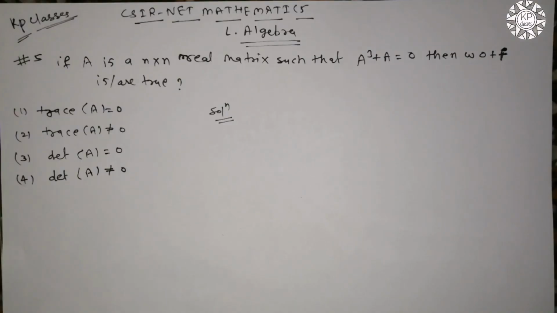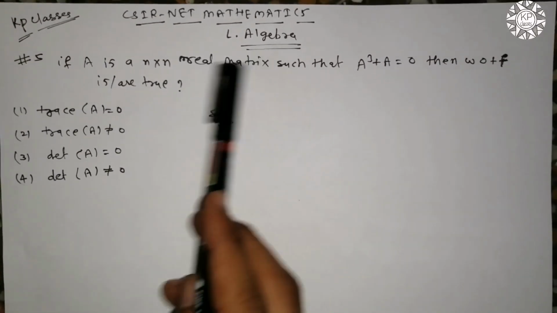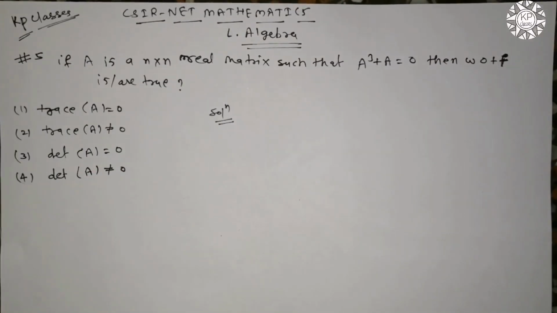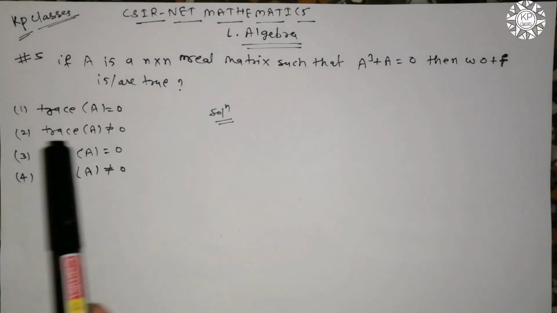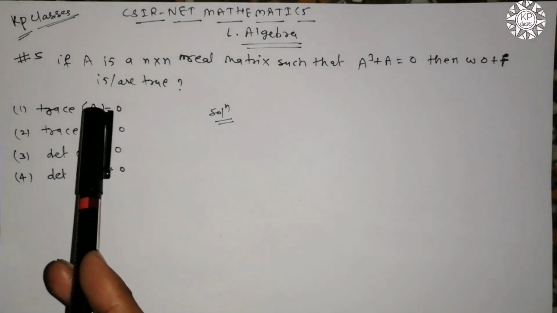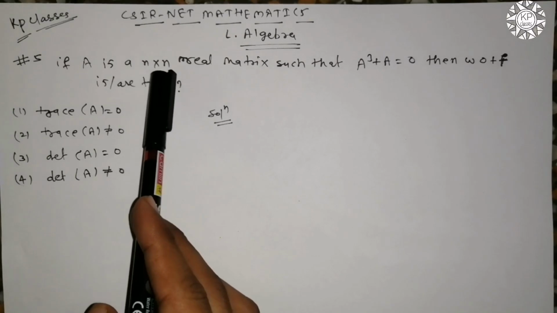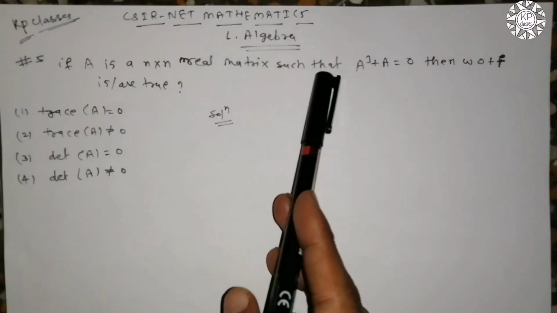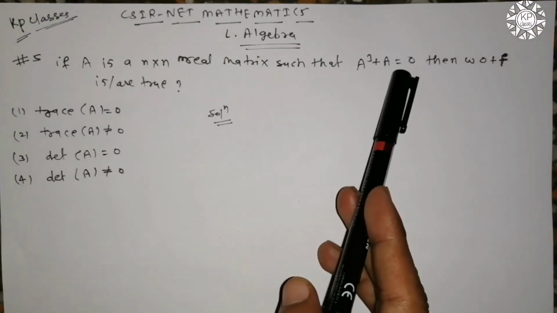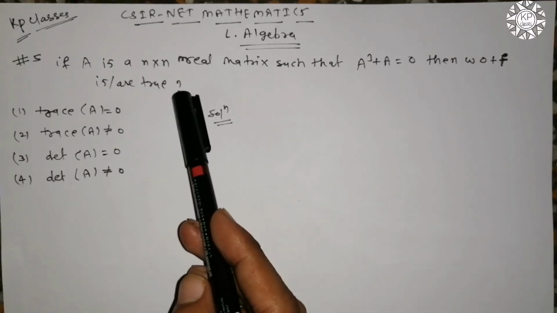See friends, today we will solve problem 5 of linear algebra. A very interesting and confusing problem of linear algebra. Let's start now. The question is: A is an n cross n real matrix such that A cube plus A equals 0. Then which of the following is or are true?